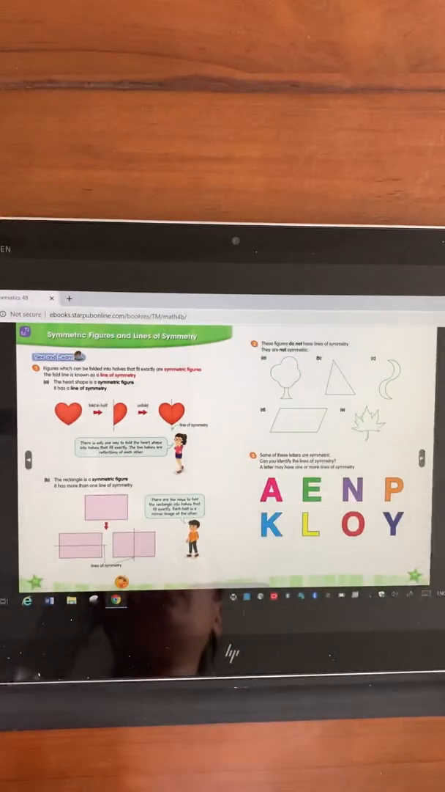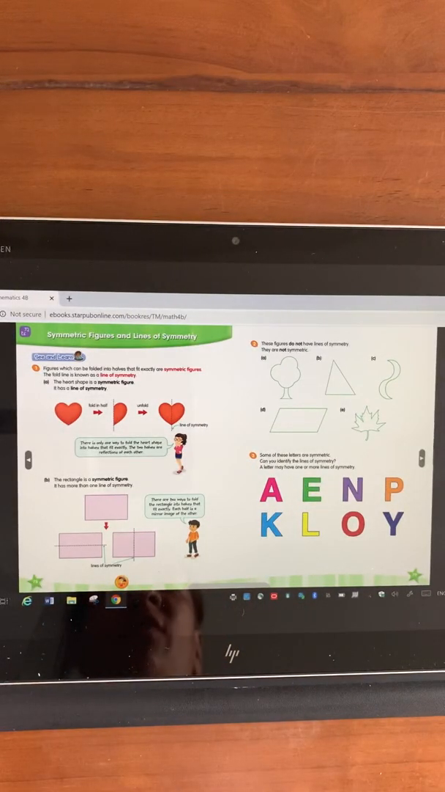All right, so let's look at part 3. Some of these letters are symmetric, and can you identify the lines of symmetry? Now, if a figure is symmetric, then there will be sometimes one, sometimes two, or even more lines of symmetry. So let's look at the first letter, A.